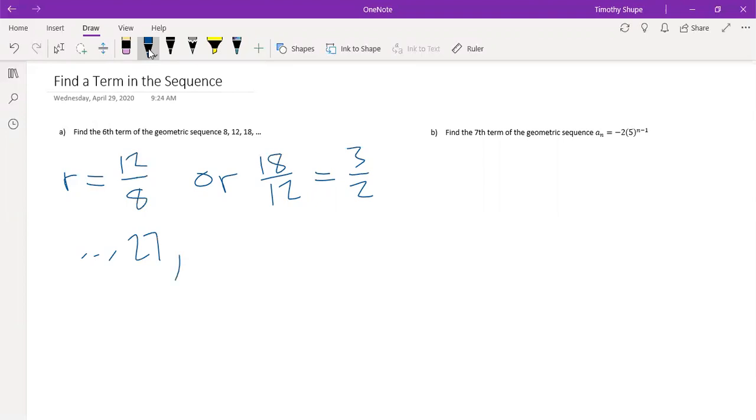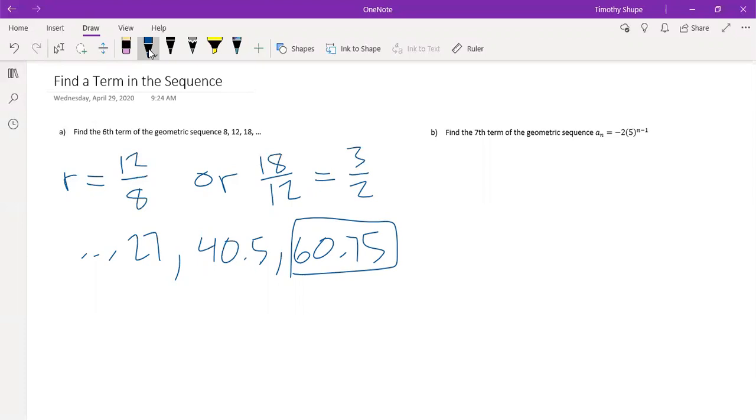If I multiply that by another 3 halves, I get 40.5. And if I multiply that by 3 halves, I end up with 60.75. So my sixth term is 60.75. Now, we could do that because we were just going to the sixth term, but what if it asked for a much larger value, say the 20th or the 50th? I probably don't want to go term by term to get out to the 60.75.